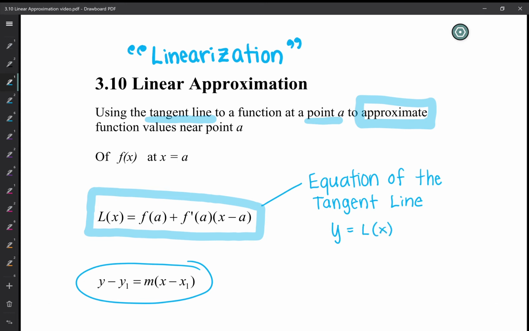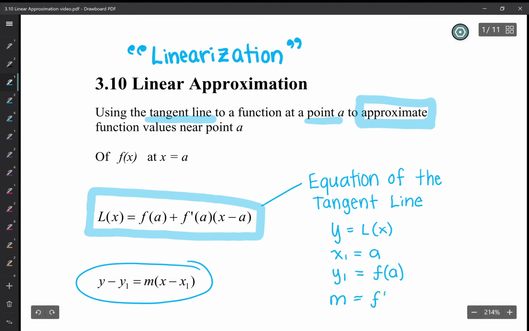Instead of writing x1, we write a. And instead of y1, we have f of a. And instead of m, we have f prime of a. So basically, it's just the same thing with function notation.